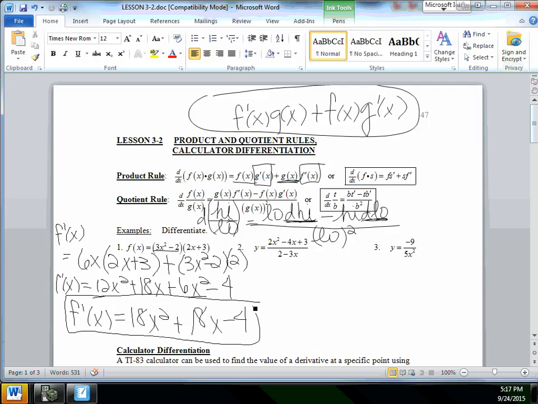So yes, you could have FOILed in at the very beginning and then taken the derivative of each individual term. But like I said, right now, practice the rule.